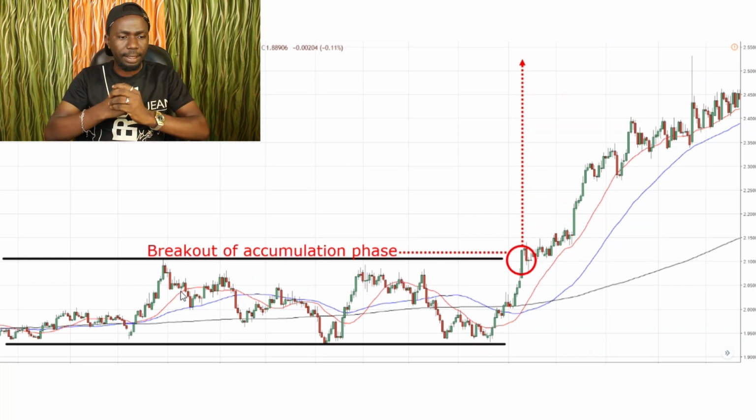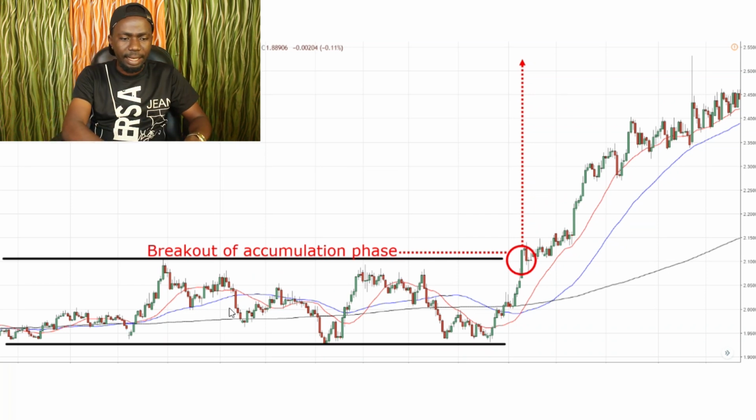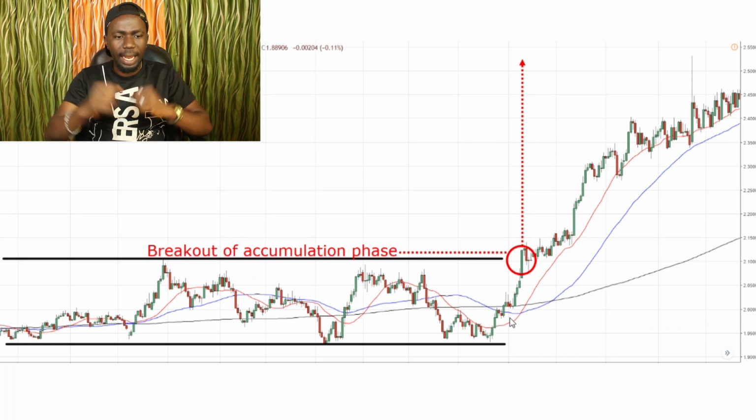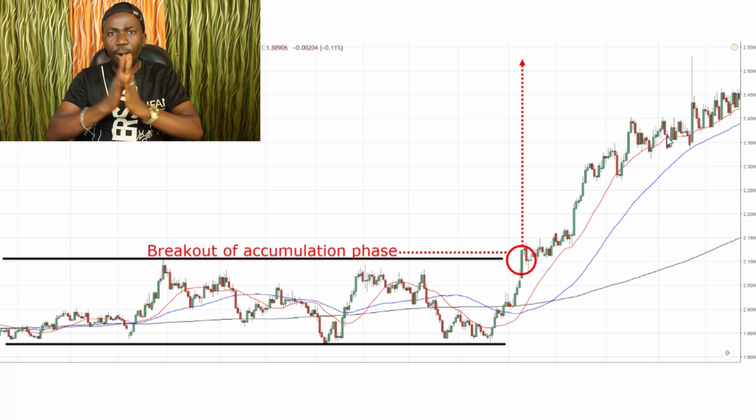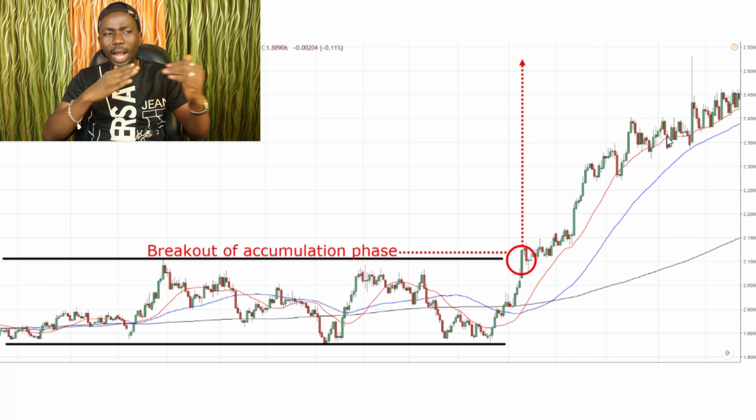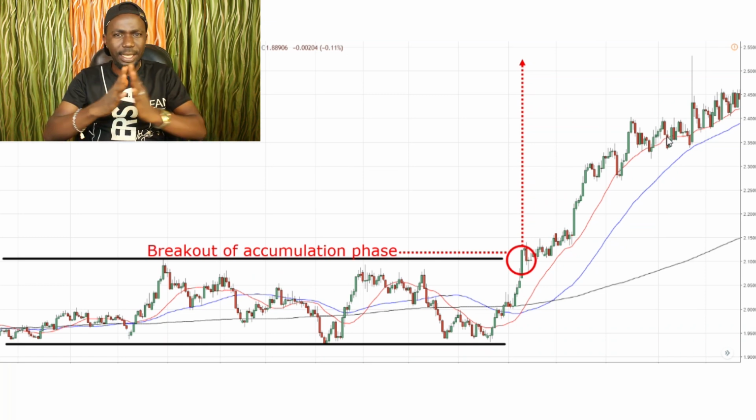struggling for supremacy, right? But finally the buyers became stronger and they were able to push the price up. So that is why the price broke above this resistance level, and that is the beginning of the advancing stage. The advancing stage, in other words, is known as an uptrend, right? So after the accumulation stage, we have what we call the advancing stage.